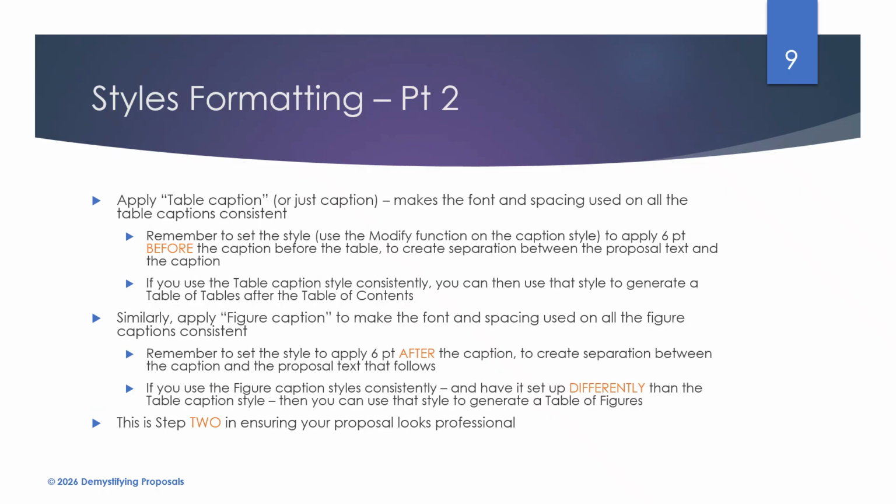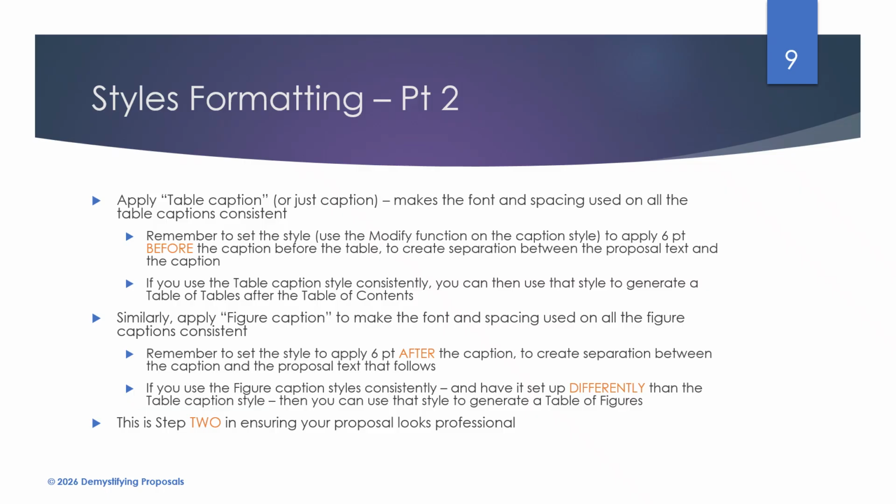Apply table caption, or just the caption style, to make the font and the spacing consistent for all of the table captions. Remember that will apply a 6-point before the caption to create separation between the proposal text that comes before the table and the caption itself. If you use table caption style consistently, then you can also use that style to generate a table of tables as part of your table of contents.